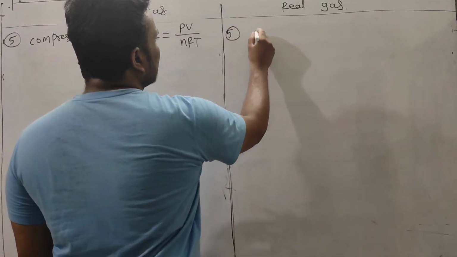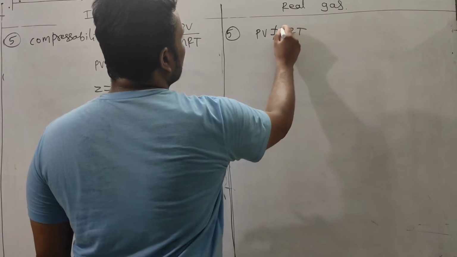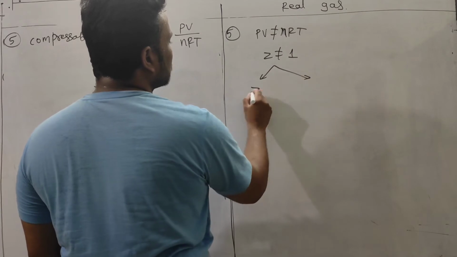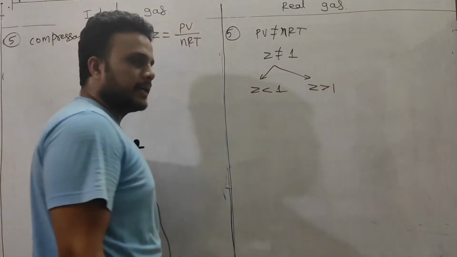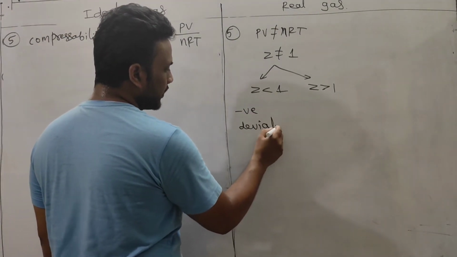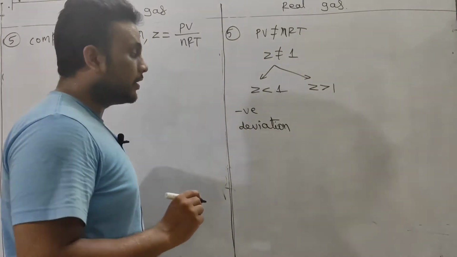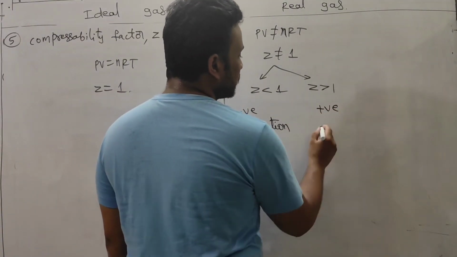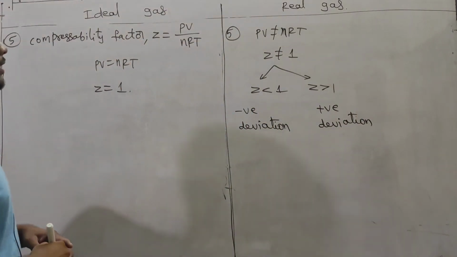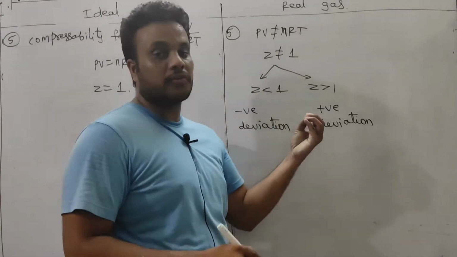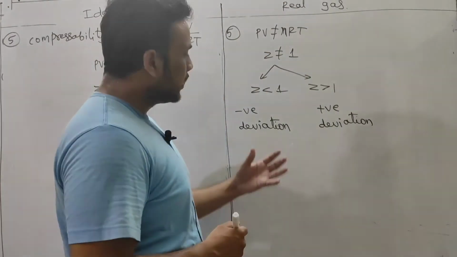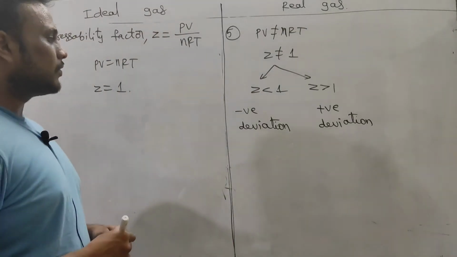And what about real gases? For real gases, PV is not equal to nRT, so Z is not equal to 1. It means two cases are there, Z is less than 1 and Z is greater than 1. Z less than 1 means negative deviation from ideal gas behavior. Some real gases show negative deviation and some show positive deviation. So when Z is not equal to 1, real gases deviate from ideal gas behavior, and the deviations are of two types, negative deviation and positive deviation.